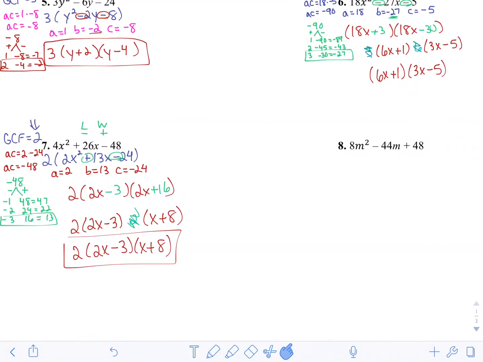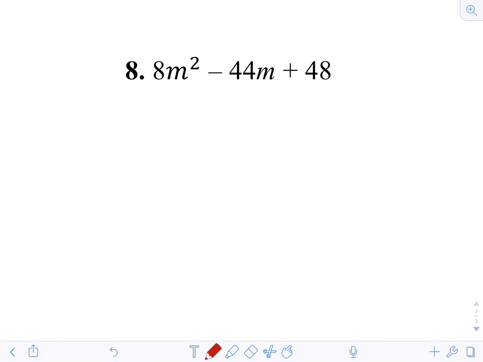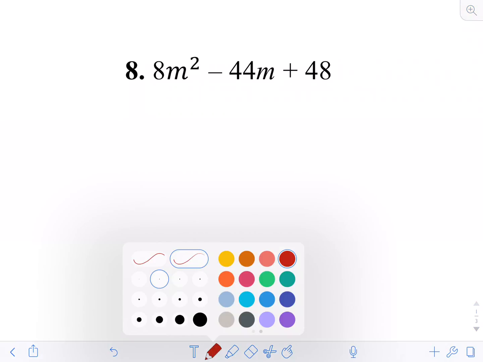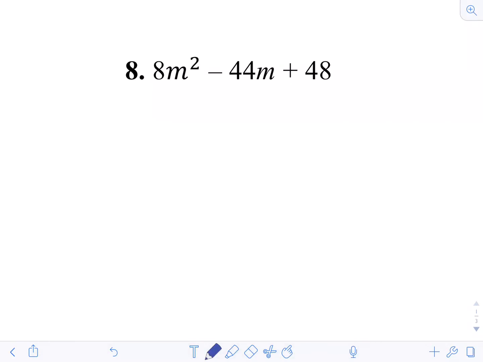All right, and last one. We have 8m squared minus 44m plus 48. So for this one, I can pull out a 4. So my greatest common factor is equal to 4. Again, do not trash that. So when I pull a 4 out, I'm left with 2m squared minus 11m plus, if I pull 4 out, we'll have 12.